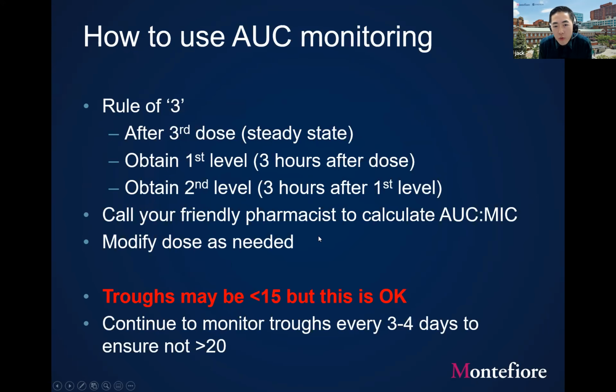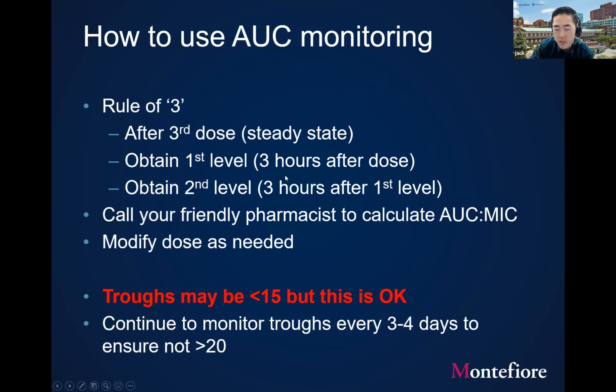So how to perform it? Just remember the rule of 3. We want to obtain levels after the 3rd dose, when they're at steady state. Instead of obtaining just 1 level with trough monitoring, with AUC over MIC monitoring, you obtain 2 levels.